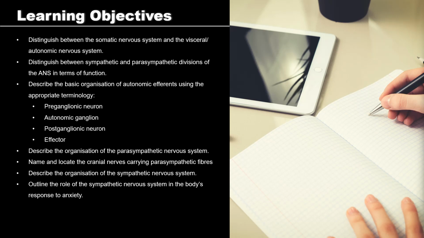Describe the organisation of the parasympathetic nervous system. Name and locate the cranial nerves carrying parasympathetic fibres. Describe the organisation of the sympathetic nervous system. Outline the role of the sympathetic nervous system in the body's response to anxiety.